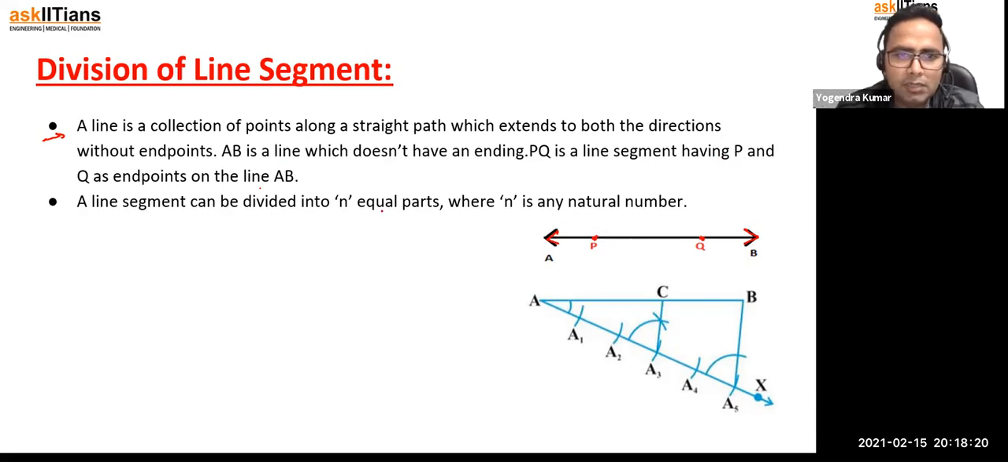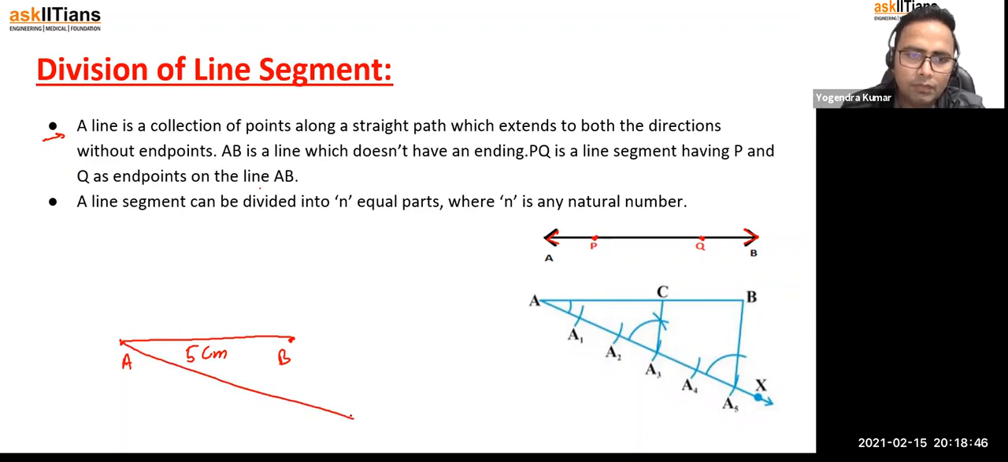A line segment can be divided into n equal parts. Suppose there is a line segment AB of 5 centimeters. If I need to divide it into 5 parts, meaning 1 centimeter parts, not using the scale but with the compass, what we do is draw a straight line at some angle, as shown here. We can divide it into 5 equal arcs using the compass.